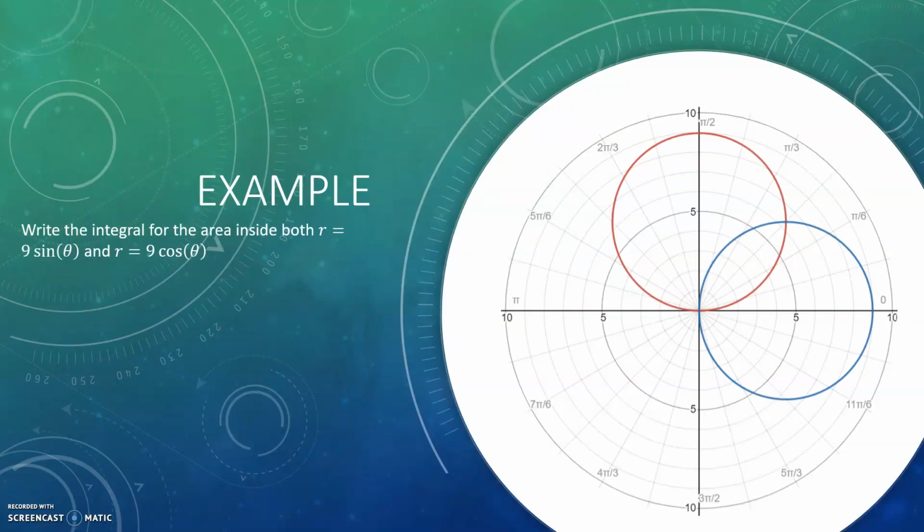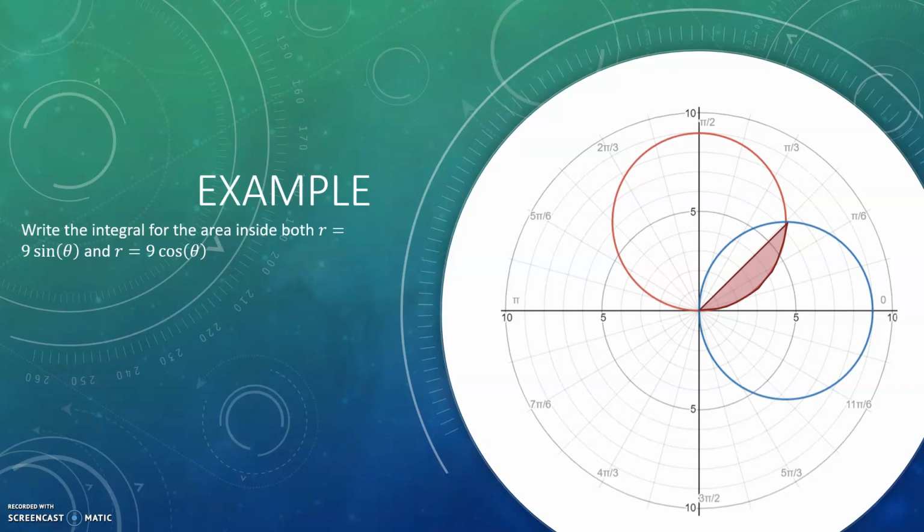All right, so in this next example, I'm trying to find the integral for the area inside both r equals 9 sine theta and r equals 9 cosine theta. So it's the common area of the Venn diagram. I wanted to have this example in here because it's a little different from the last example, where there was an inside radius and an outside radius. These two regions are side by side.